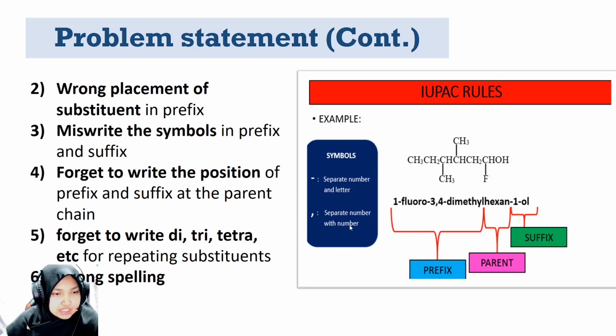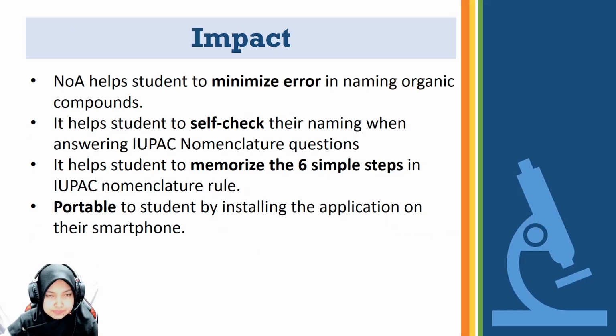And the fourth mistake is forgetting to write the position. The position is indicated by the numbers, like in this sample, number 1 for fluoro, 3 and 4 for dimethyl. Students also forget to put the number for the functional groups. And the fifth mistake is forgetting to write di, tri, tetra and so on for repeating substituents. And the last mistake made by students is wrong spelling.